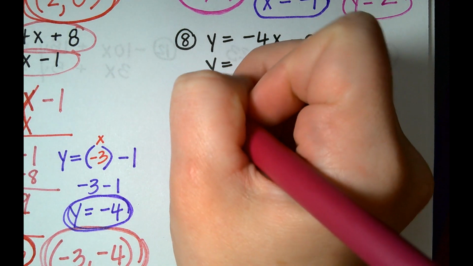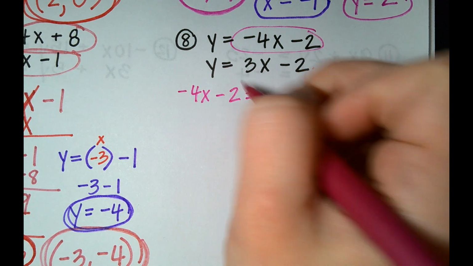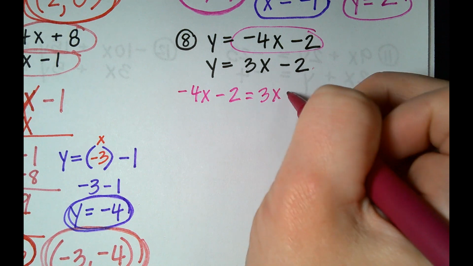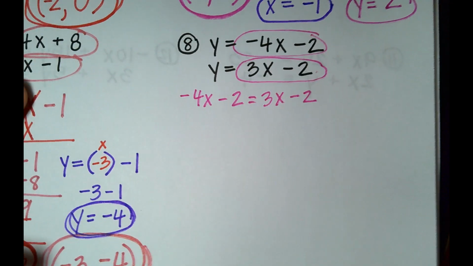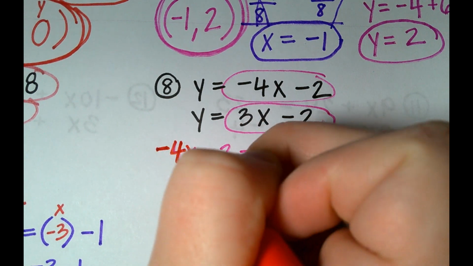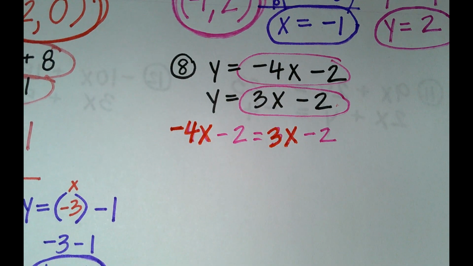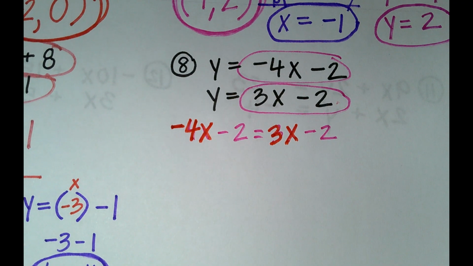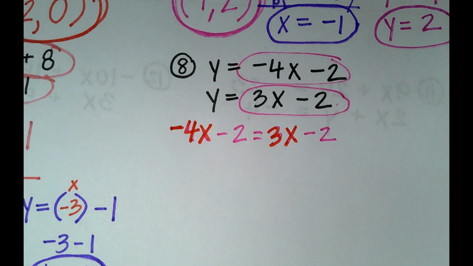-4x minus 2 equals 3x minus 2. Yes. My second half. -4x minus 2 equals 3x minus 2. So I've got my x values that I'm going to highlight in red just to help me keep track. And there's quite a few ways that we could solve this. There's always a few ways we can solve an equation, but at first glance, what are we thinking a good first step might be?